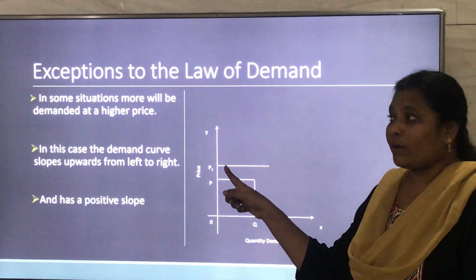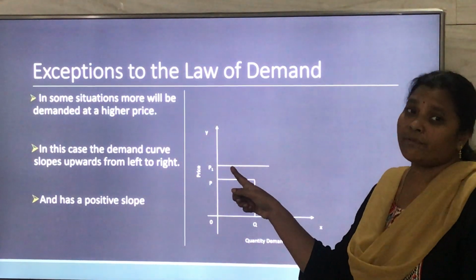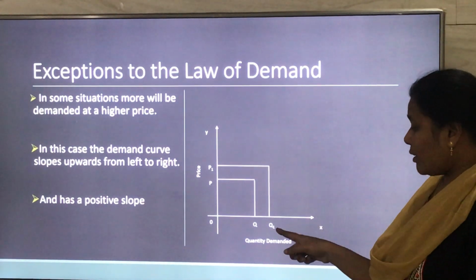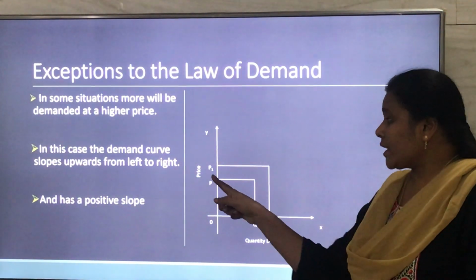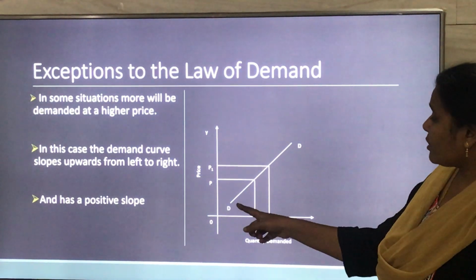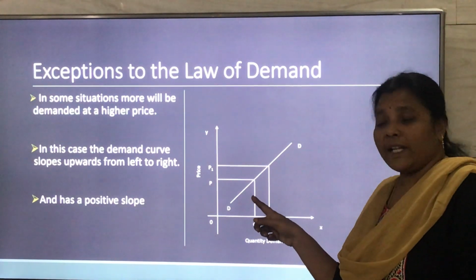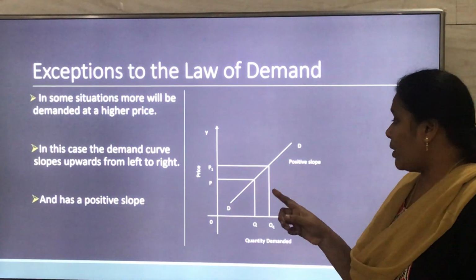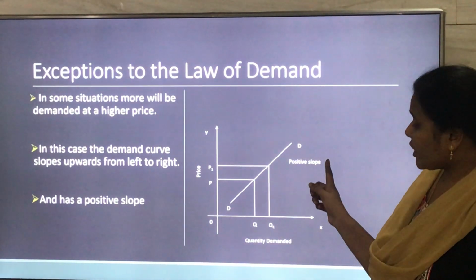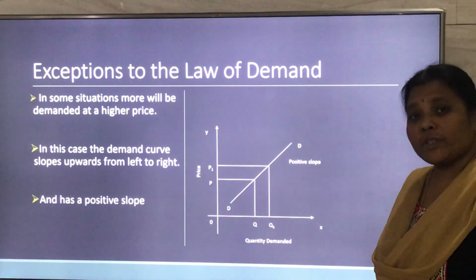But in case of exceptions to the law of demand, situations which are not in favor of the law of demand, what is happening? The quantity demanded also increases with the increase in the price, and because of which the demand curve slopes upwards from left to right. DD is the demand curve, and this slope is called the positive slope of the demand curve. So in which kind of situations does the demand curve slope upwards and have a positive slope?